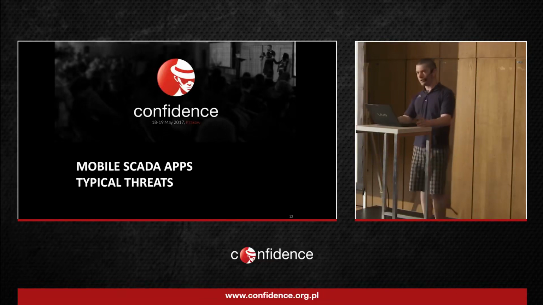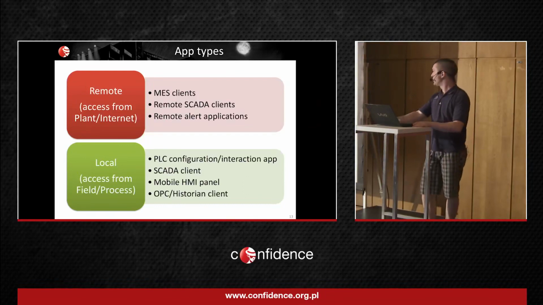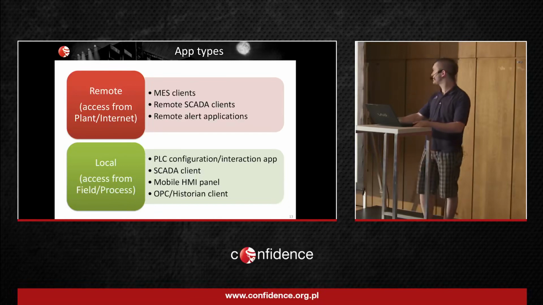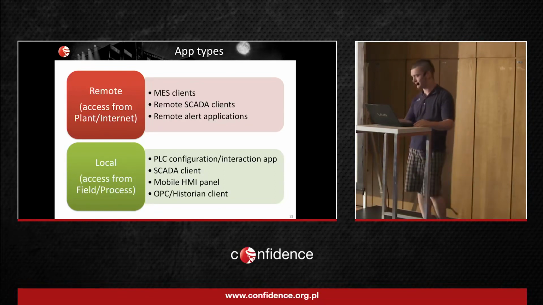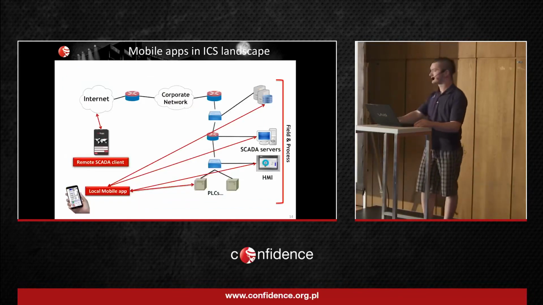So, what typical mobile threats can there be for a mobile SCADA application? First of all, there are two types of mobile applications. Remote access apps, including MES clients, remote SCADA clients, remote alert applications, etc. And local room apps, including PLC configuration, SCADA clients, and some others. On this slide, you can see where each application can be placed in the ICS landscape.